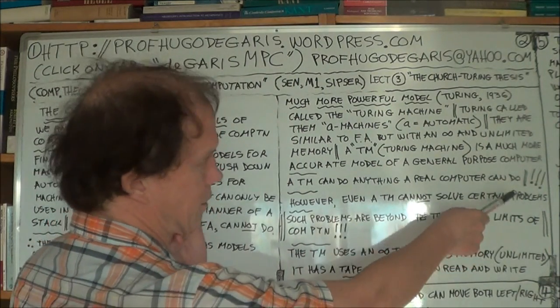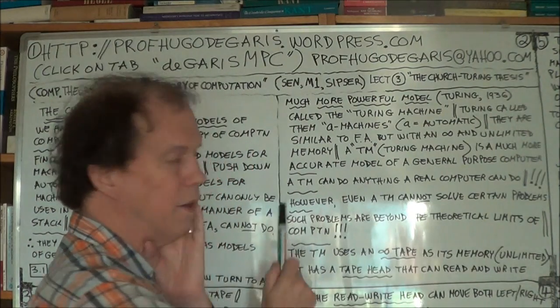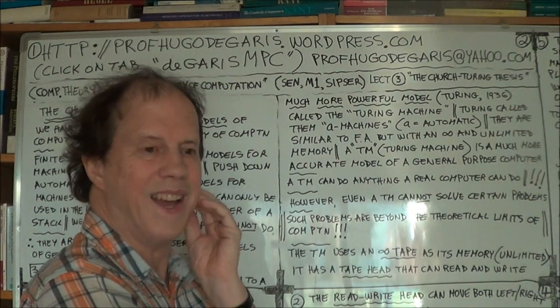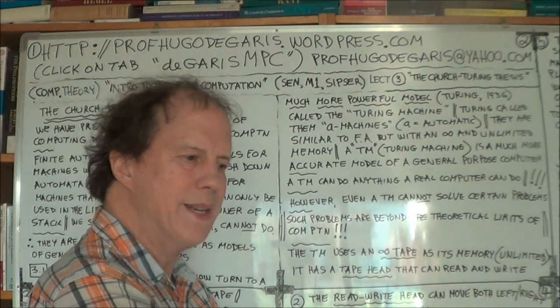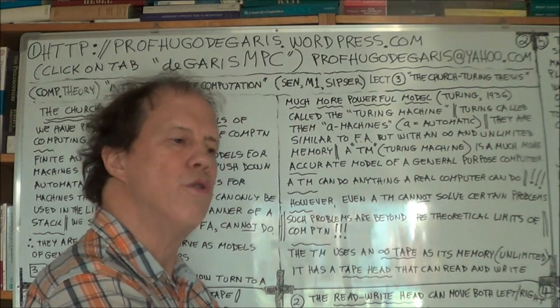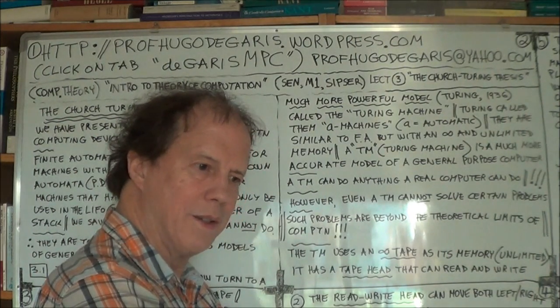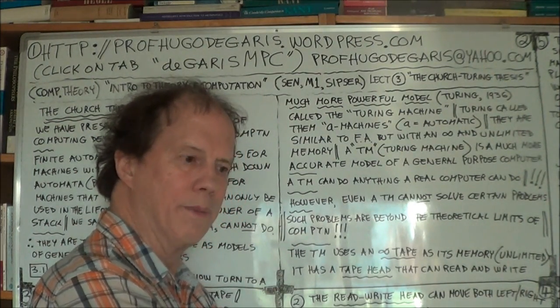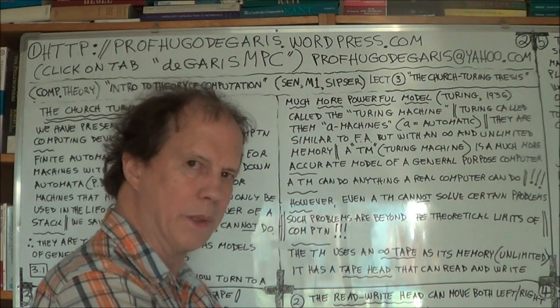So such problems, like for example the halting problem, are beyond the theoretical limit of what computers can do. They're outside theoretically possible computation. Just cannot be done, and you can prove it mathematically, with a rigorous proof, that certain tasks, like the halting problem, cannot be done, cannot be solved, unsolvable.